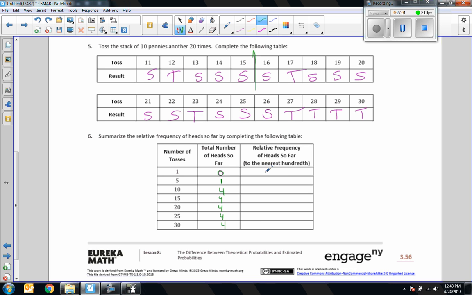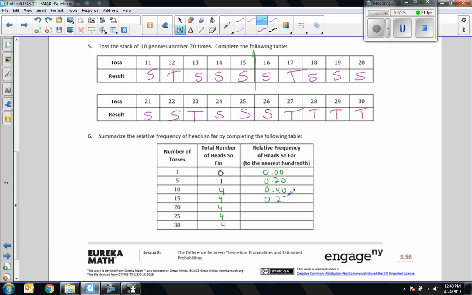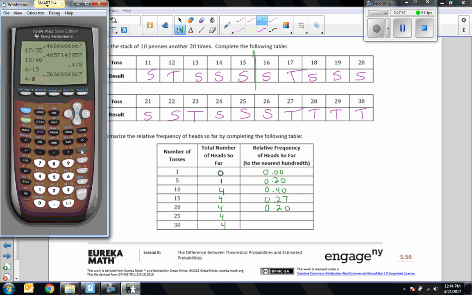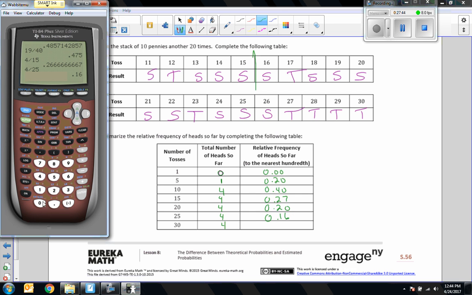So relative frequency of heads so far, to the nearest hundredth: 0.00. 1 out of 5 is 0.20. 4 out of 10 is 0.40. 4 out of 15 is 0.26 repeating, so 0.27. 4 out of 20 is going to be 2 out of 10, or 0.20. 4 out of 25 is 0.16. 4 out of 30 is 0.13.